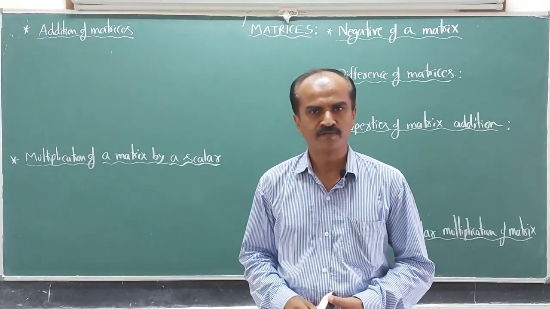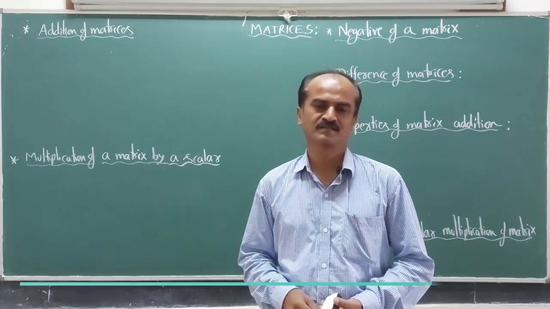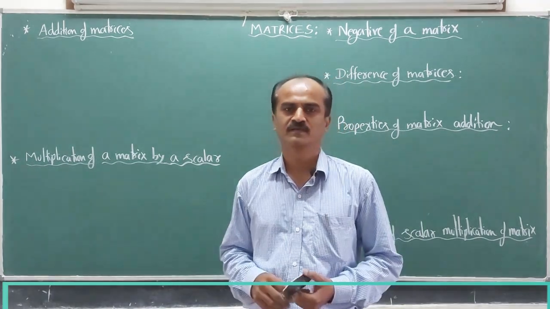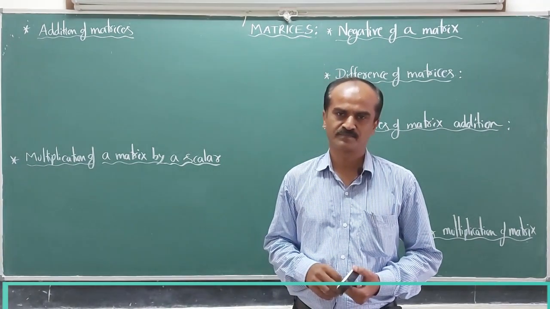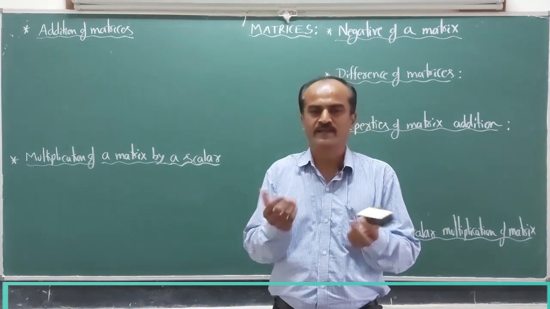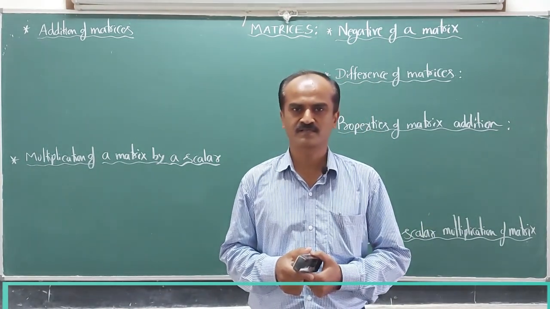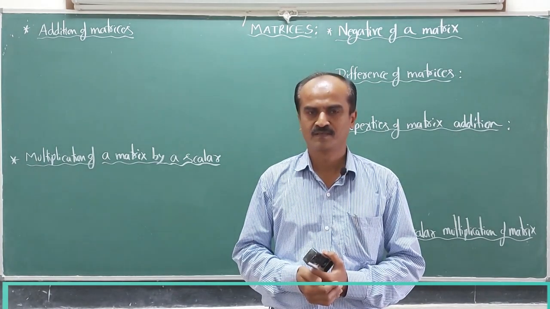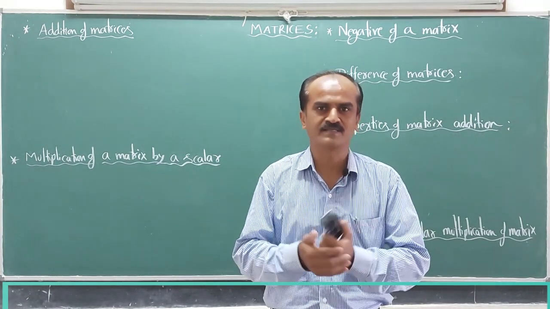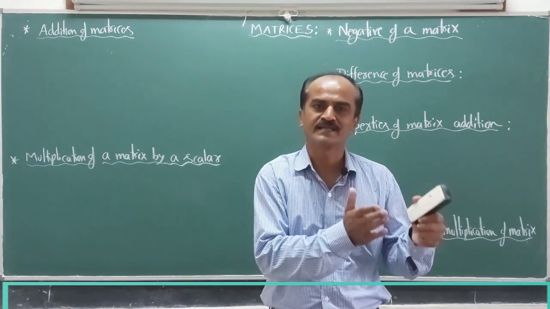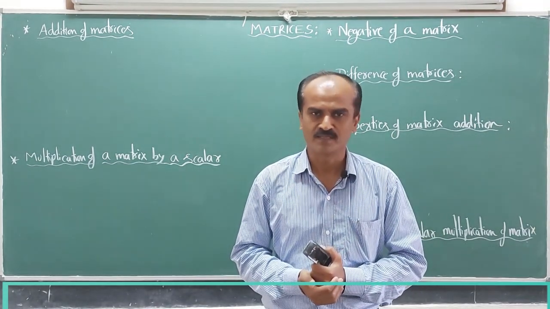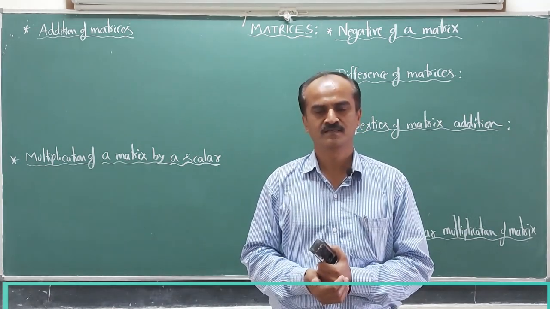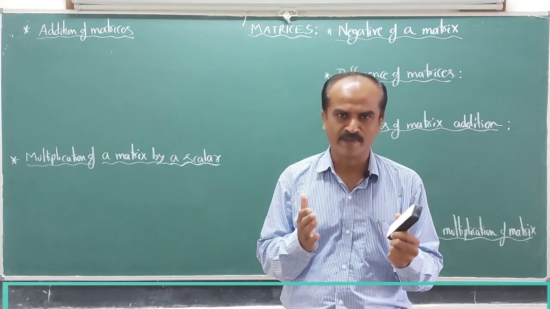Now we are going to discuss the basic operations on matrices. First one, addition of matrices. In order to add 2 matrices, the condition is order of both the matrices must be same. If the order of 2 matrices are same, then their matrix addition is defined. Otherwise, we cannot add such 2 matrices. Let me take 2 matrices of the same order.